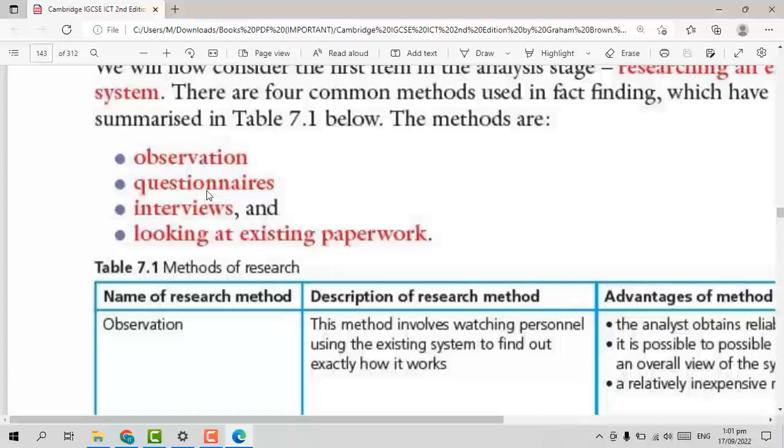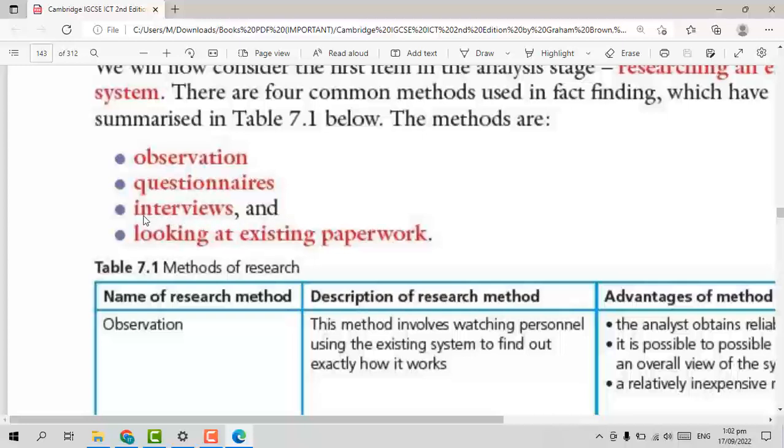Did they wait a long time? Did they find any trouble? Were the employees conveying the messages and helping them find what they want, and so on. Now the third method is interviews.